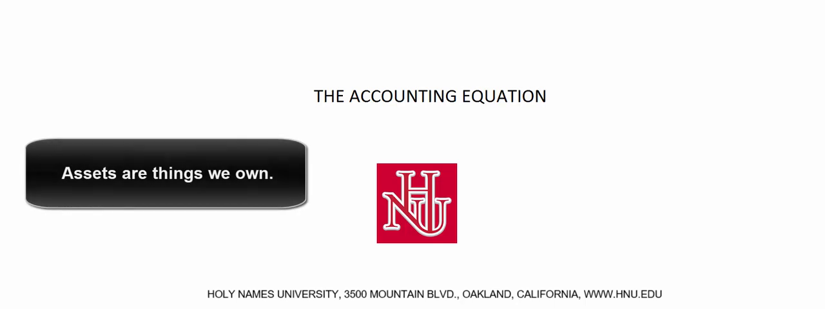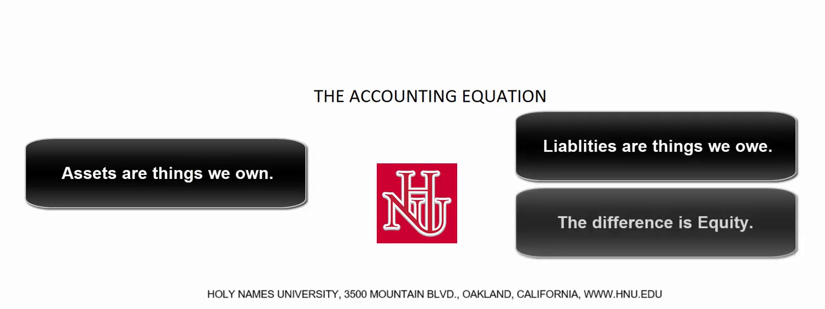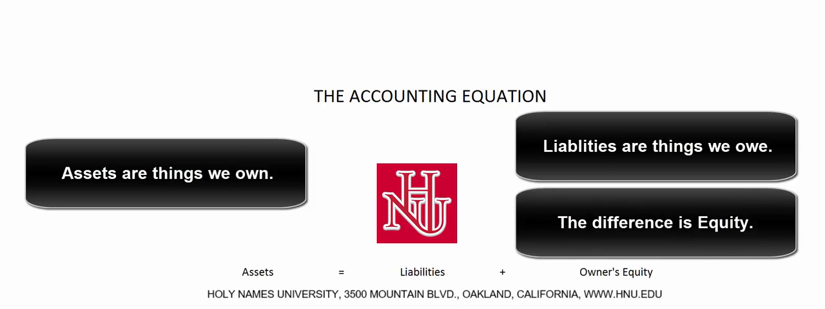Two basic elements of a business are what it owns and what it owes. What it owns are assets, things like cash, accounts receivable, property, plant, and equipment. Things that it owes are called liabilities, and the difference between what it owns and what it owes is its equity.